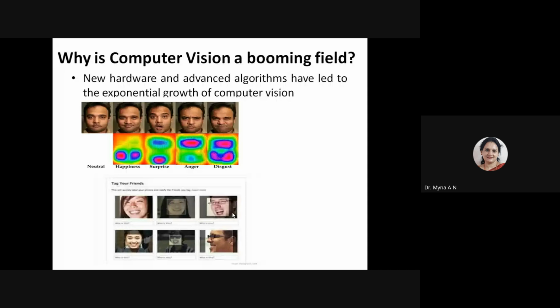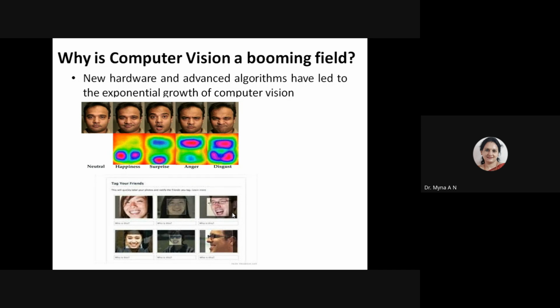So we see in the first image where the different emotions of the person are detected. The first face is neutral, then happiness, surprise, anger, disgust. This is called emotion detection, given a facial image of a person.